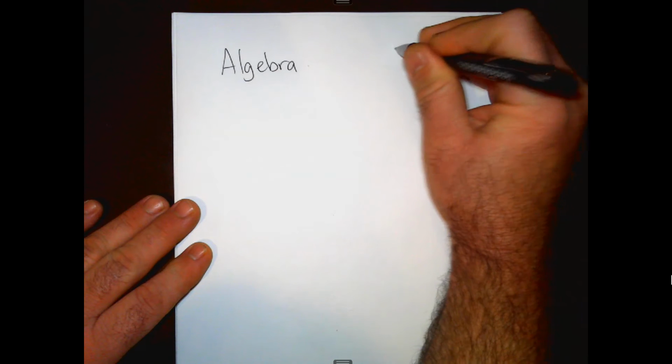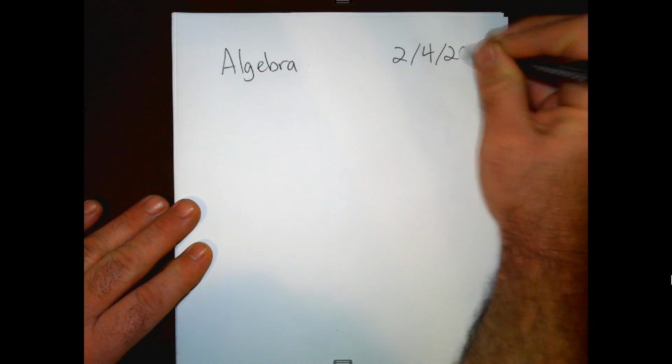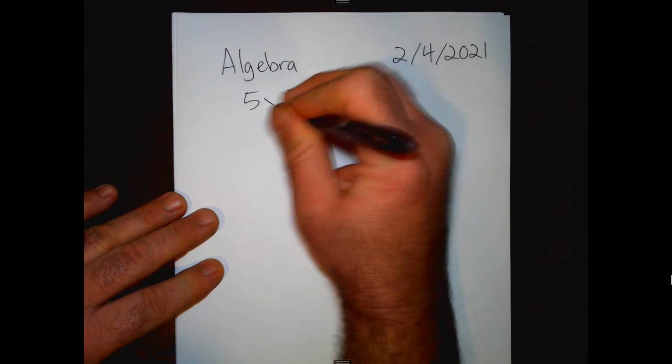Today is February 4th, 2021. I recommend writing the date on your notes to help you keep track of your notes and put them in order. Let's start with an expression.